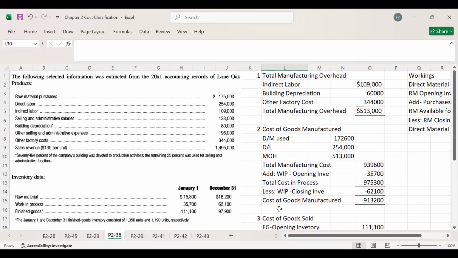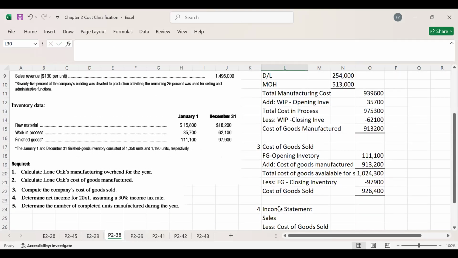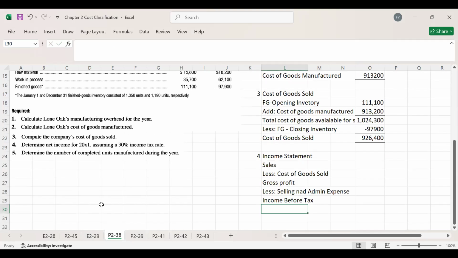In this problem, we do not have any income tax. Let me check it. Yes, the income tax rate is given. So a 30% income tax rate is given. So we have income before tax, then we deduct income tax, and finally we will get net income.